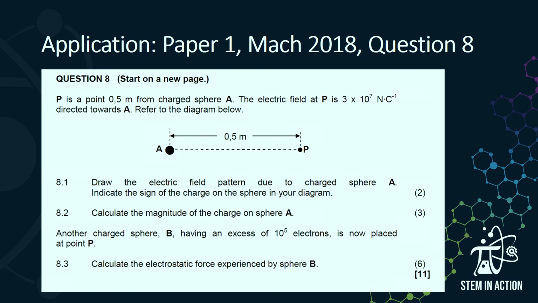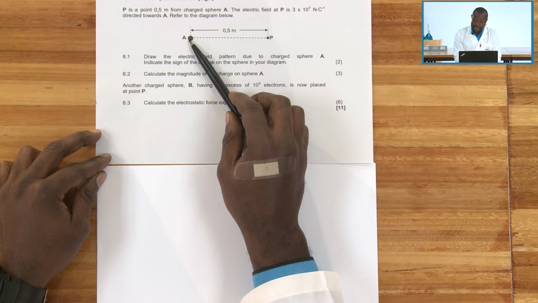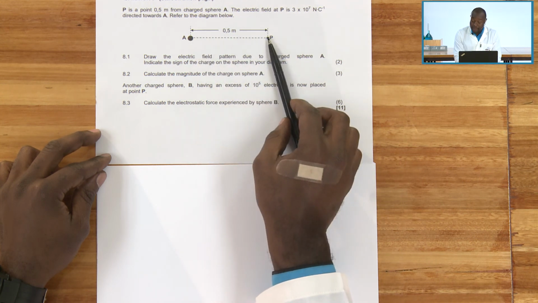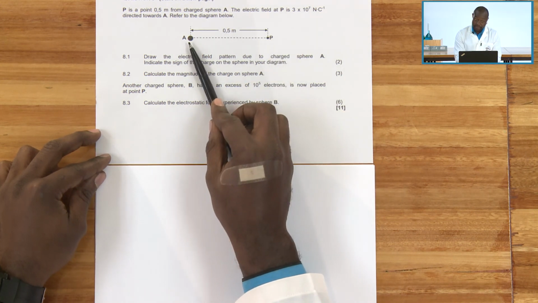The next question is paper 1, March 2018, question 8. So P is a point 0,5 meters from charged sphere A. The electric field at P is 3 times 10 to the power of 7 Newton per Coulomb, directed towards A, referring to the diagram below. So this is our diagram, and what we have here is our charge point A, and P is a point which is 0,5 meters away from our charge at A.